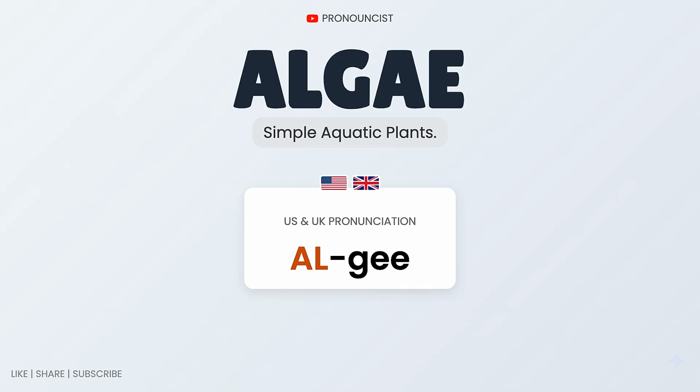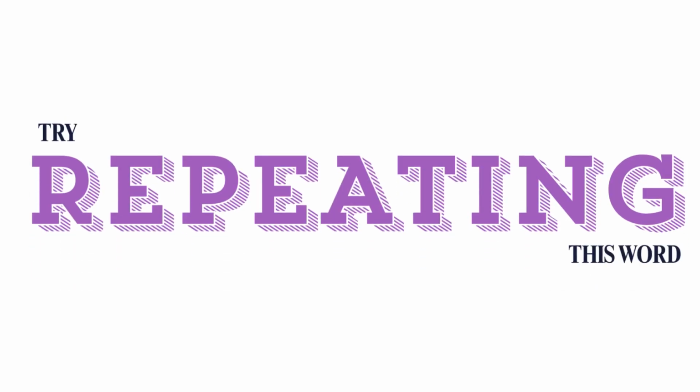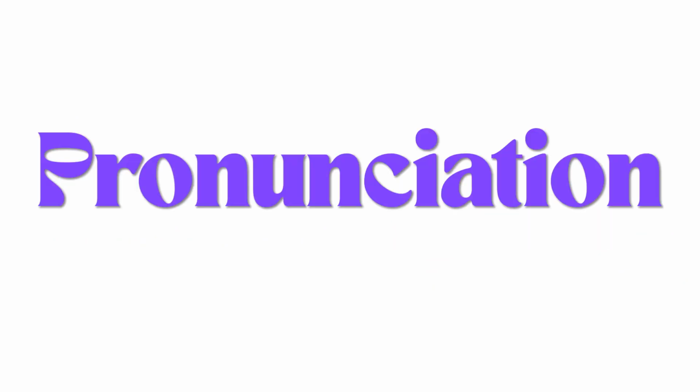The best way to practice is to repeat the syllable multiple times. The meaning of the word is simple: aquatic plants. Try repeating this word several times to improve your pronunciation.